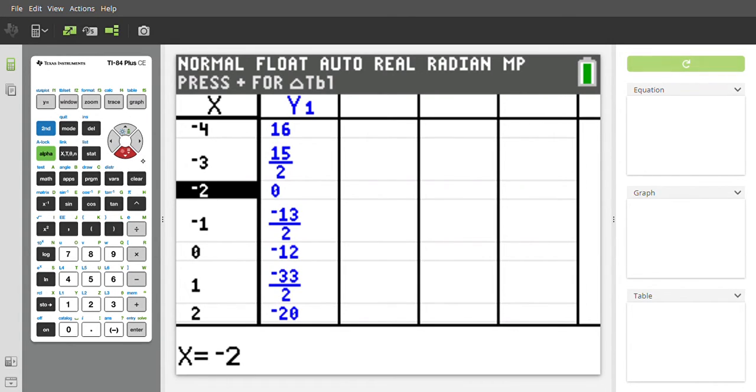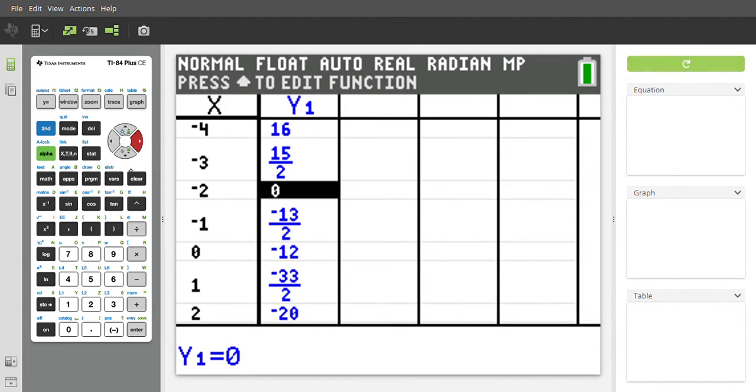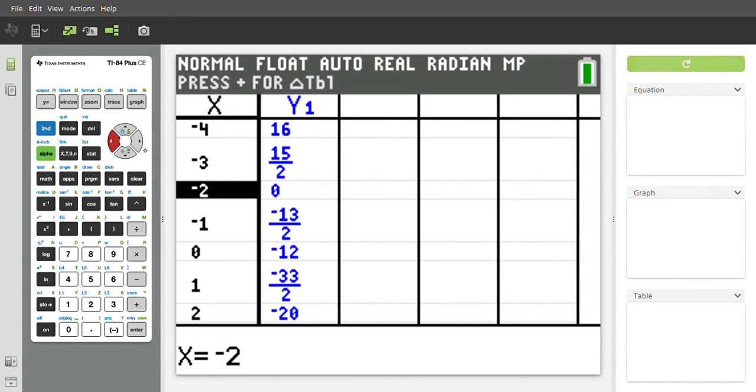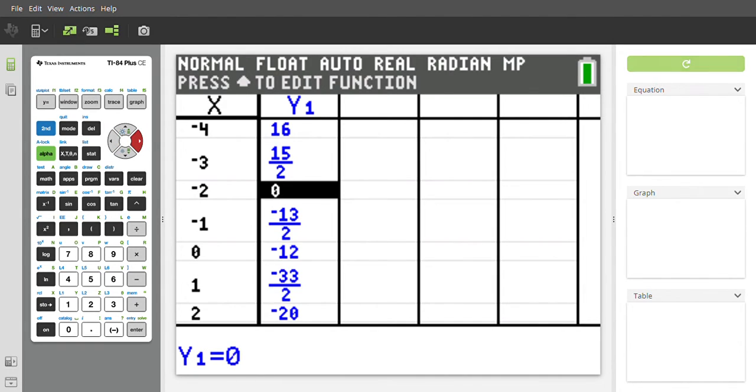Oh, notice another cool thing. When you use fractions on the y equals screen, your table automatically defaults to fractions. But you can see that x equal -2 is a 0 of the function. So that's one of our answers.